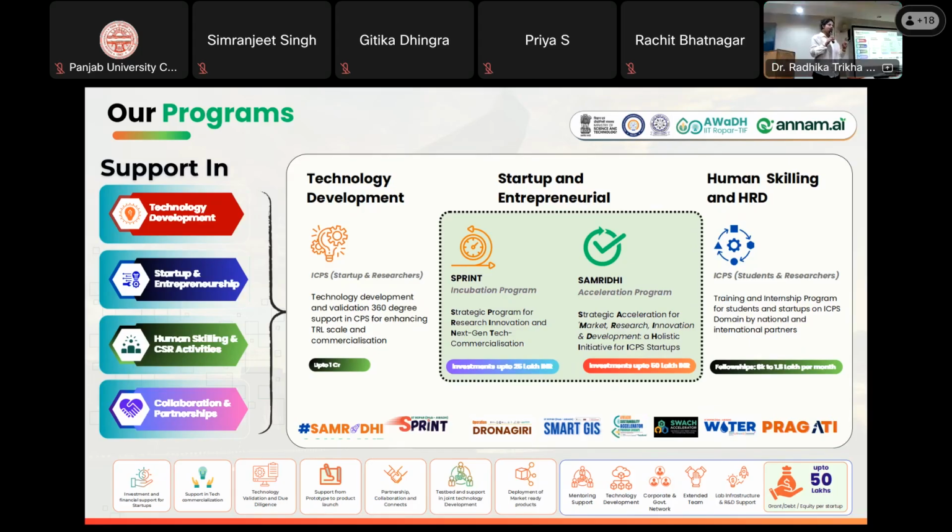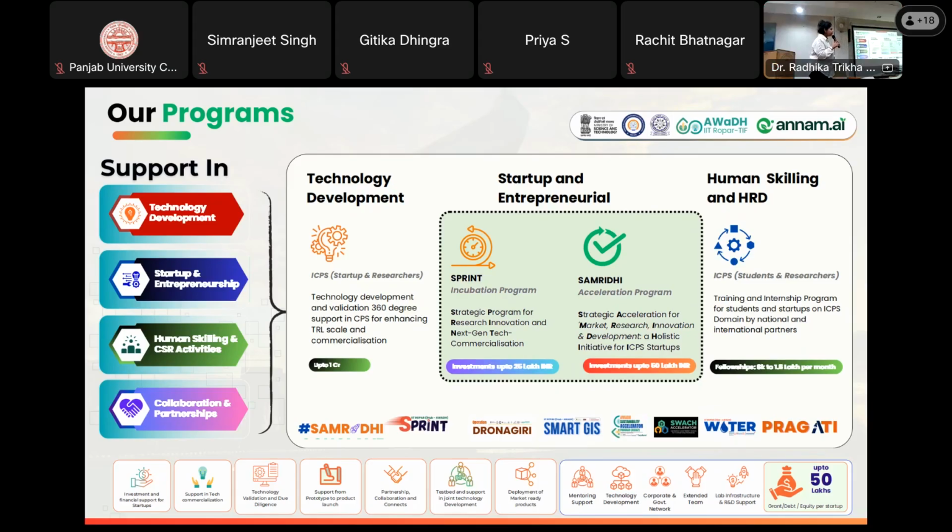Once the startup has been set up and you further want to accelerate in terms of integrating emerging technologies, like AI, for example if we are working on health aspects and want to include artificial intelligence for a health context, then we have a scheme called Samriddhi where the support is provided up to 50 lakhs.